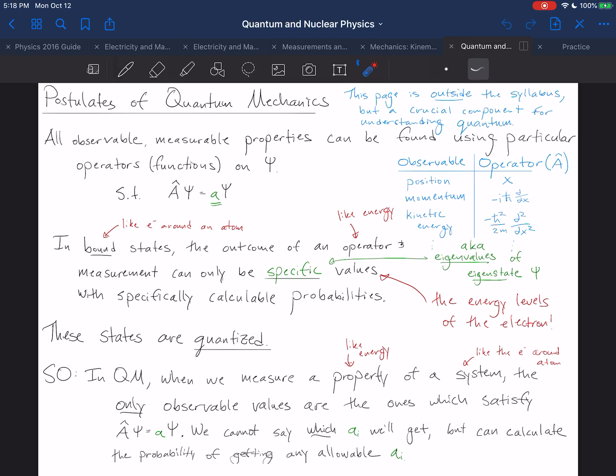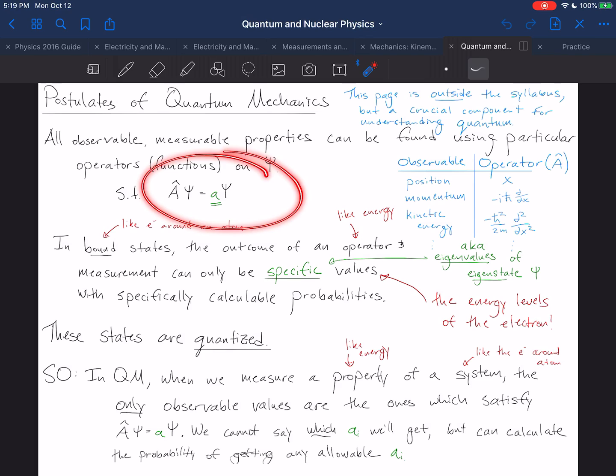The key is that all observable, measurable properties can be found using particular operators or functions. You can think of these as a function, although it's not purely a function, on psi itself. So we can use an operator on psi, and the operators we can use obey this kind of equation. A here is just a generic operator, and if we use that operator on psi, then we will get a value times psi. That value right there is key. That is known as the eigenvalue, of eigenstate psi.